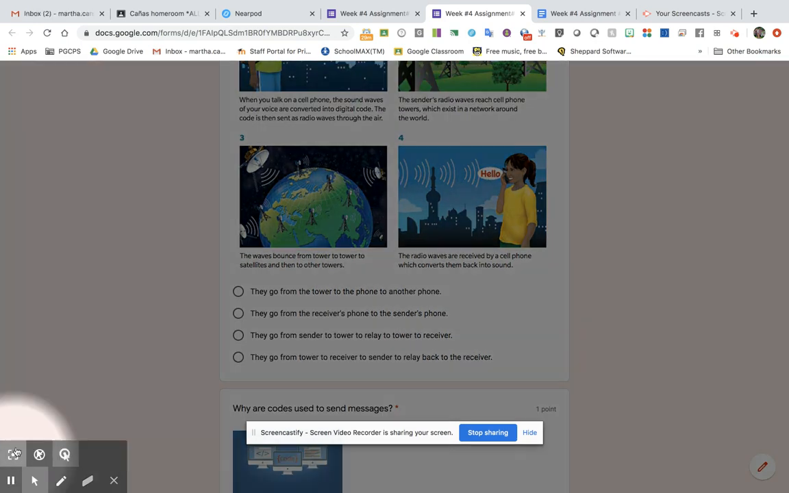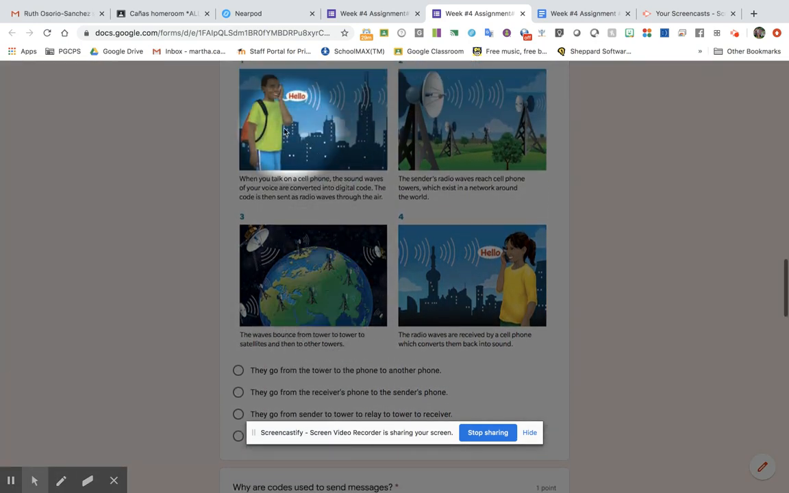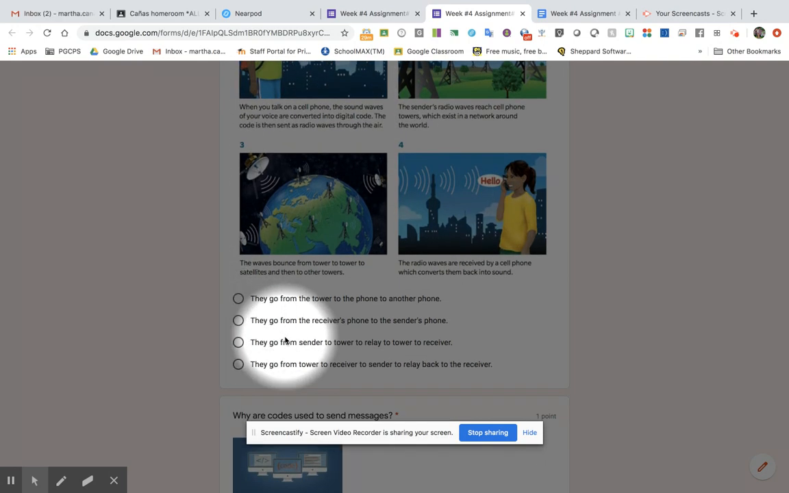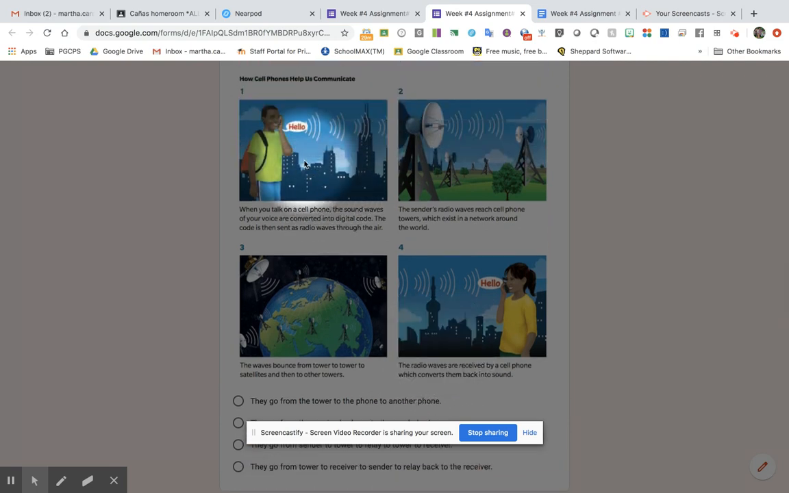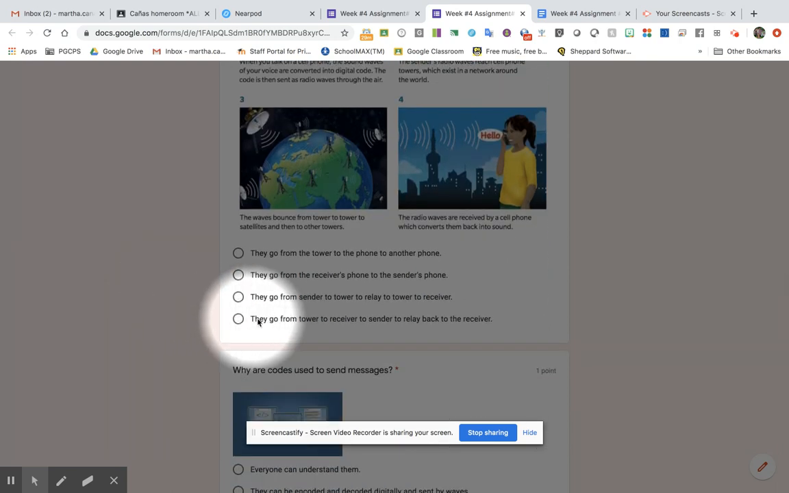When it talks about a tower, look at the first picture. Do you see a tower there? That should eliminate that answer. The second choice says they go from the receiver. Well, is he receiving the message? No, she is. And that is not the first thing. So that's not a good answer choice. What about they go from the sender to the tower to the tower to the receiver? Well, he's a sender. There's a tower, tower, receiver. And then our last choice, they go from the tower to receiver to sender to relay back to the receiver.